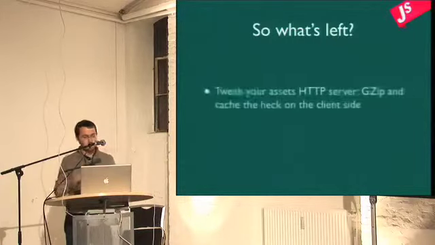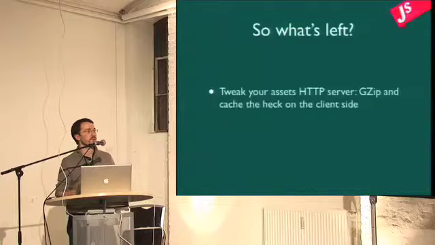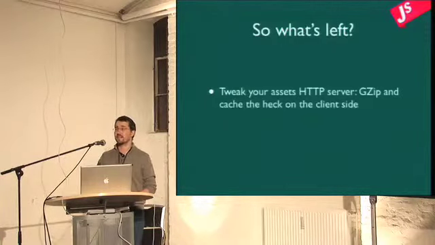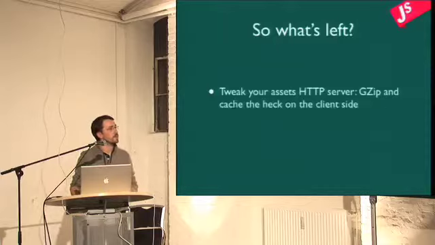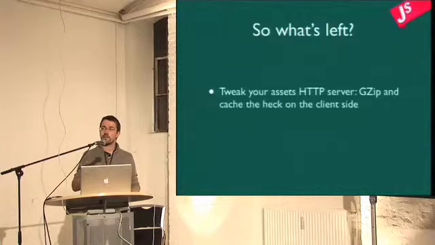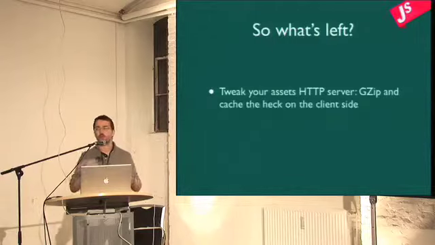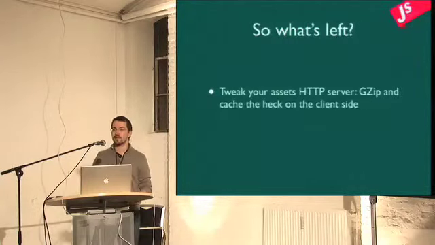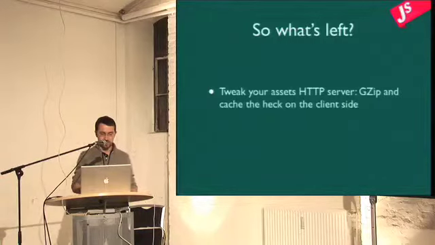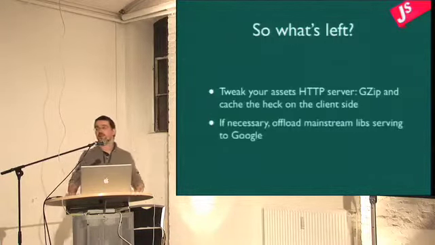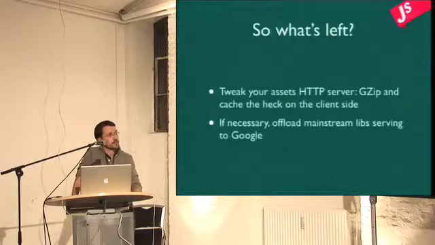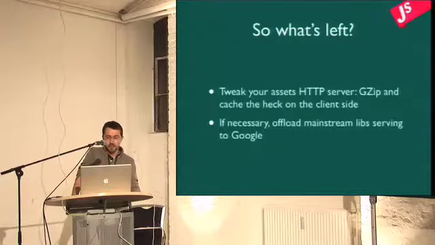Well, for instance, you could tweak your assets HTTP server. You could gzip, which usually beats the crap out of any kind of wire compression you're going to be able to do. And you could configure your server and whatever reverse proxies you have to cache the heck out of it on the client side. And if you decide it's worth it, you could upload mainstream libs that you use to the Google Ajax API system, which we'll see in a moment. That, again, is not necessarily what you systematically want to use, because these guys have some form of latency themselves.